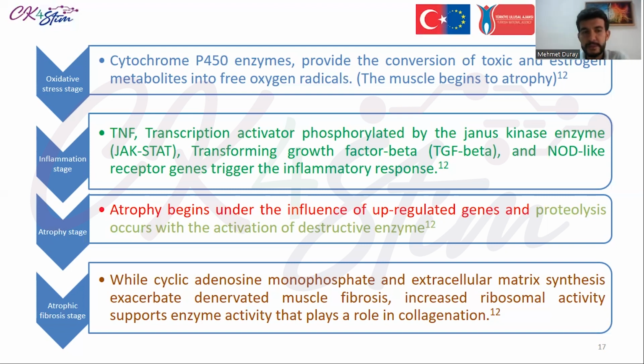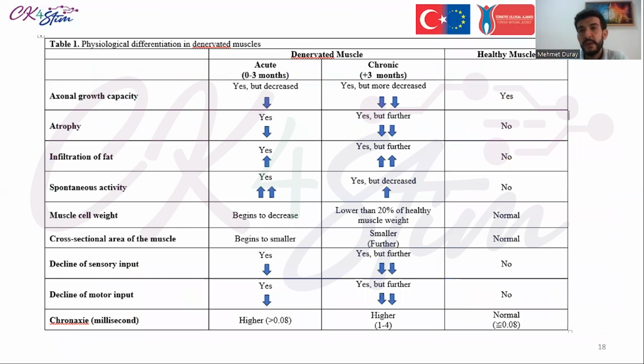After the atrophy stage, the fibrosis stage starts, and while cyclic adenosine monophosphate and extracellular matrix synthesis exacerbate denervated muscle fibrosis, increased ribosomal activity supports enzyme activity that plays a role in collagenation.